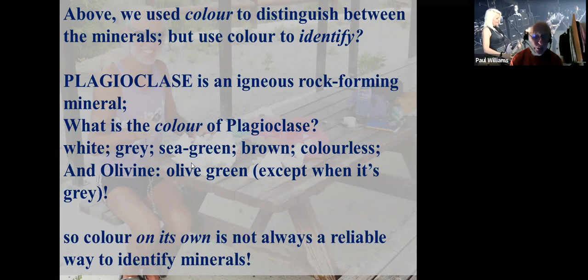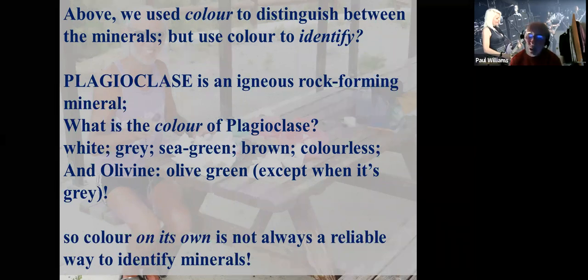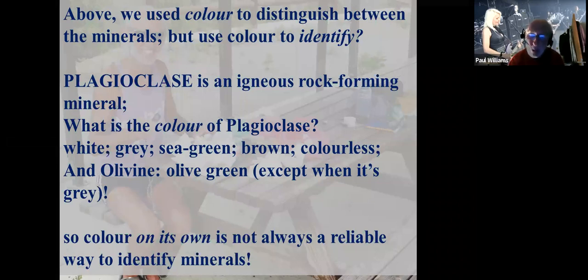Right, so continuing with our colors, olivine is classically olive green, except when it isn't. Often it's green, but it can be gray as well. So color on its own is not a reliable way to identify minerals. It can be a help, and as we'll see later on, it can be a significant help, but on its own, it's not a reliable way to do it.